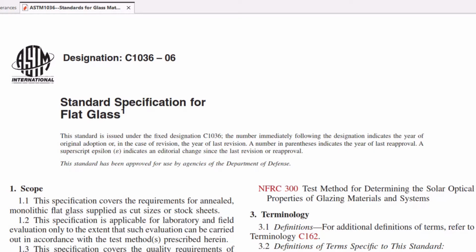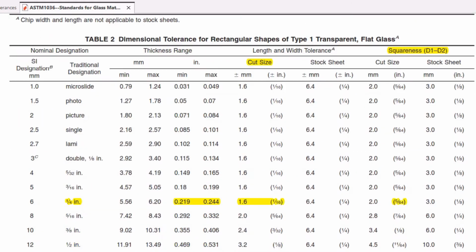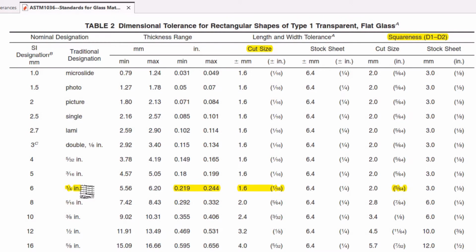ASTM 1036 is the standard specification for flat glass. The allowable size tolerances in quarter-inch thick glass material apply to mirrors. They happen to have a silver coating on them, but it's still quarter-inch glass material, and this standard is still going to apply. So we see the traditional designation of the thickness for quarter-inch glass, the range of acceptable thicknesses which qualify as quarter-inch thick glass.